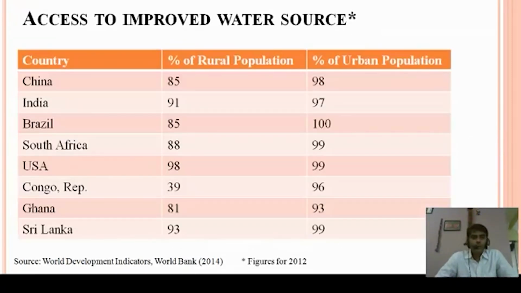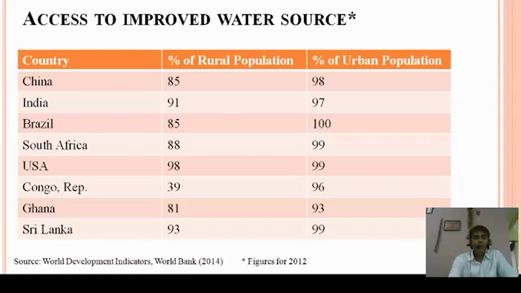Apart from this, we can also see the percentage of rural population which has access to improved water sources, country-wise. China 85%, India 91%, Brazil 85%, South Africa 88%, USA 98%, Congo 39%, Ghana 81%, and Sri Lanka 93%. In terms of urban population, we find that Brazil 100%, India 97%, China 98%, South Africa 99%, USA 99%, Congo 96%, Ghana 93%, Sri Lanka 99%.